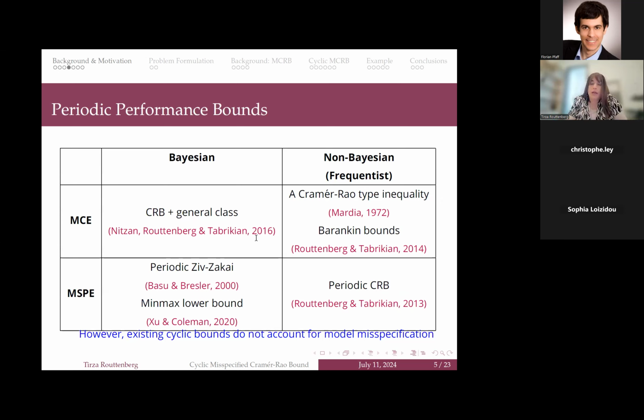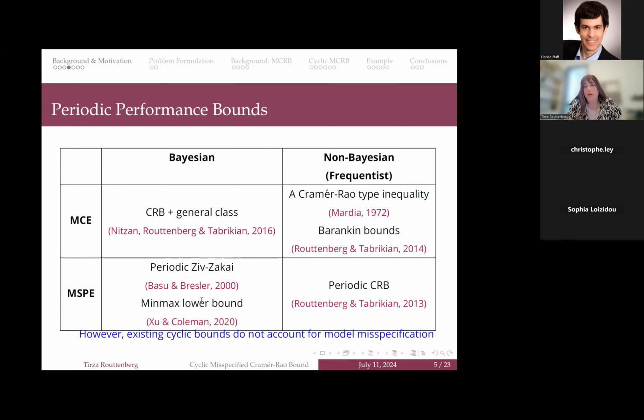Now, if we look at the history of periodic performance bounds, we can find bounds on the mean cyclic error, the smooth periodic cost function, or on the mean square periodic error, the modulo 2 pi version. These are our two cost functions. We can find lower bounds that are Bayesian, meaning that we are trying to estimate a random parameter. We can find non-Bayesian or frequentist bounds when we are trying to estimate a periodic parameter, which is a deterministic parameter. I think the earliest work is of Professor Mardia, and this is a Cramér-Rao type inequality. After that, there are many other bounds: the Cramér-Rao bound, the Barankin bounds, Ziv-Zakai, and different bounds.